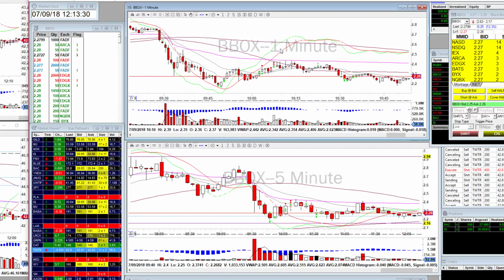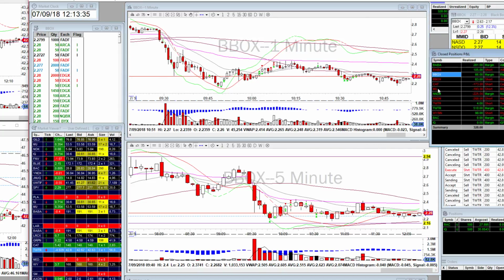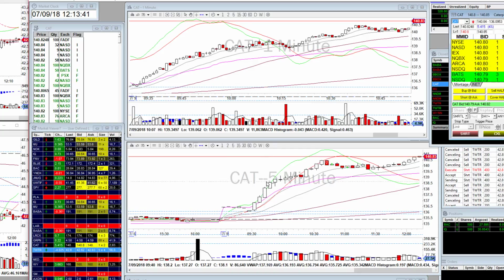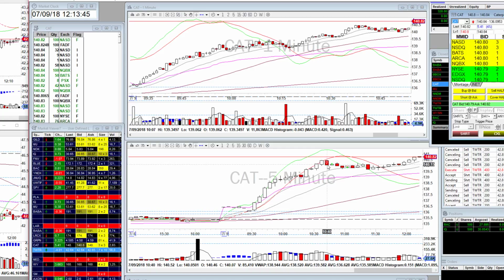Yeah, actually, this is overtrading here. That's probably why I gave back profits for BOX. CAT, it's just needless stupidity here. I traded it twice. Saw an engulfing pattern. I went short. I closed. Didn't really make too much money.